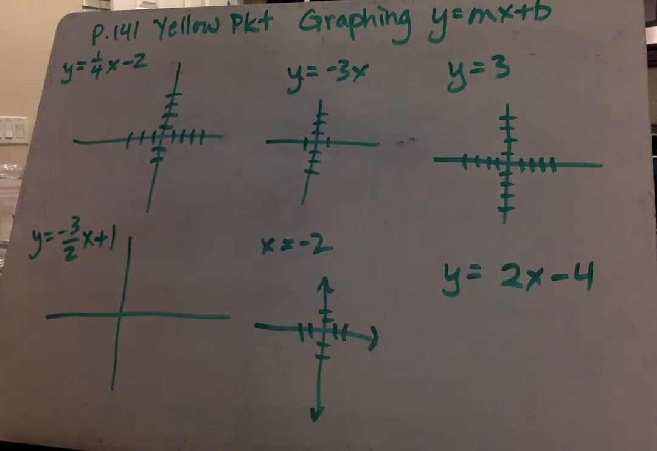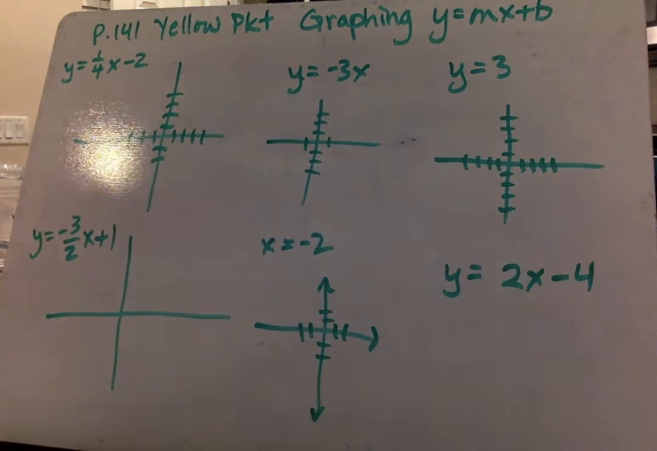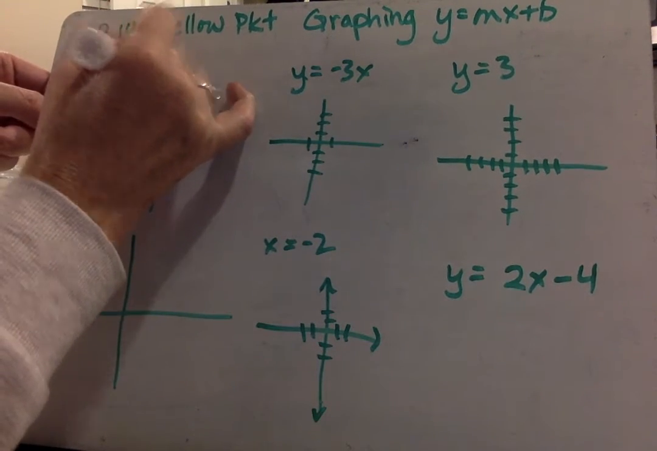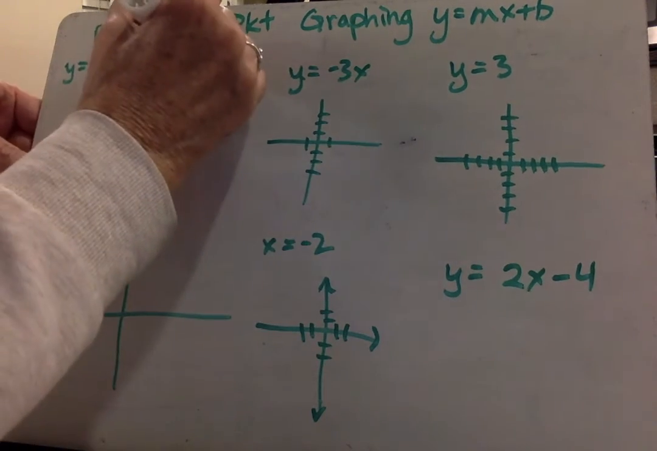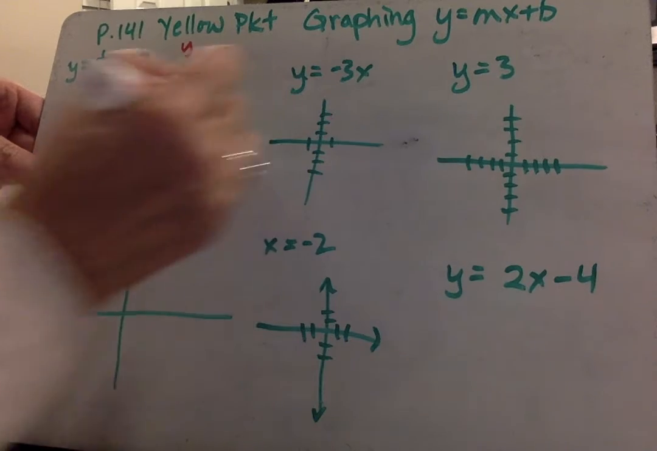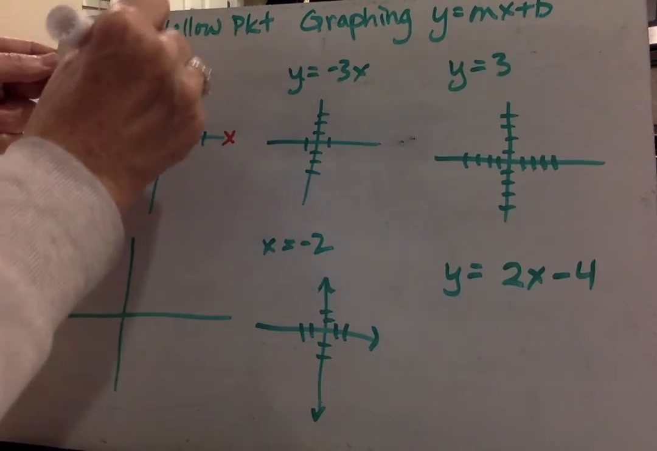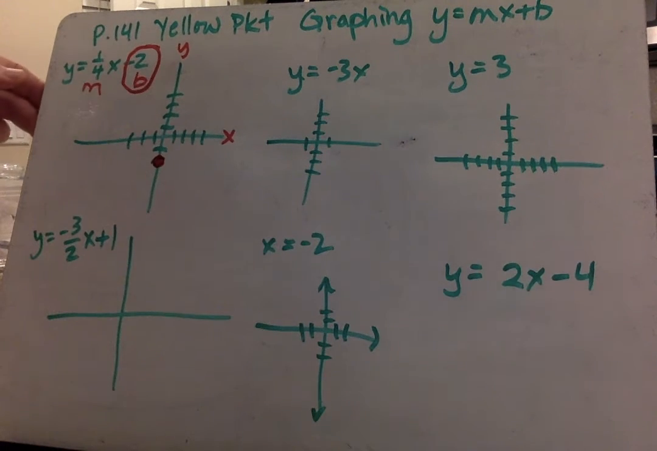Okay. So now we're going to do a little bit of graphing here. We're going to use that y equals mx plus b. So m is the slope and b is the y-intercept. So b is where it crosses the y-axis. So this is the vertical axis. This x is the horizontal axis. So we start at b. So go ahead and circle this number here. -2. That's where we start.